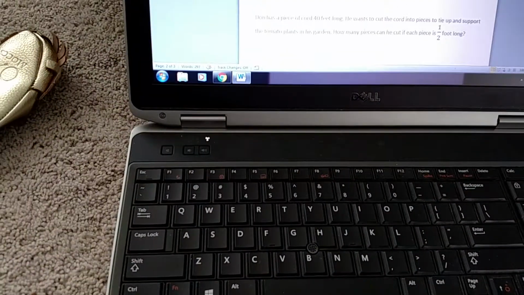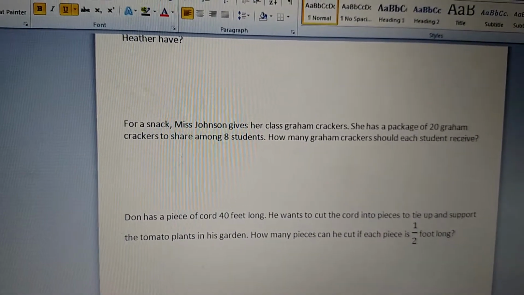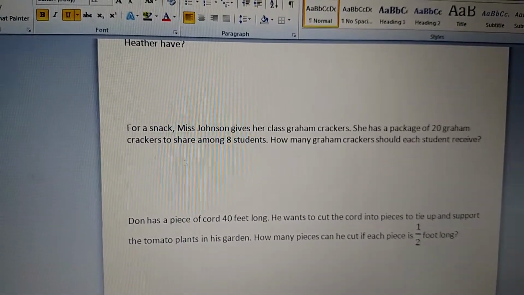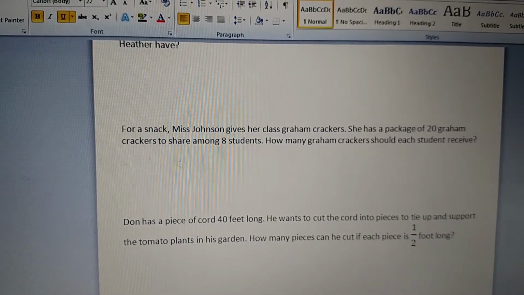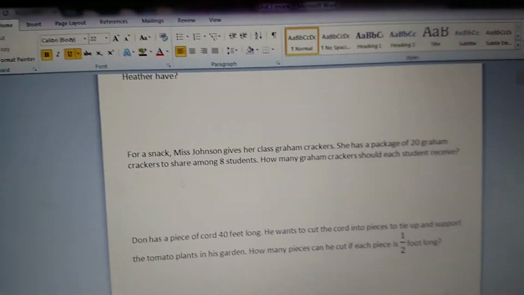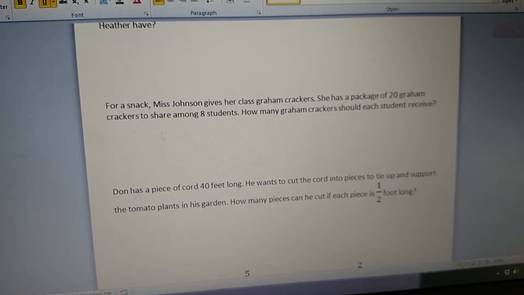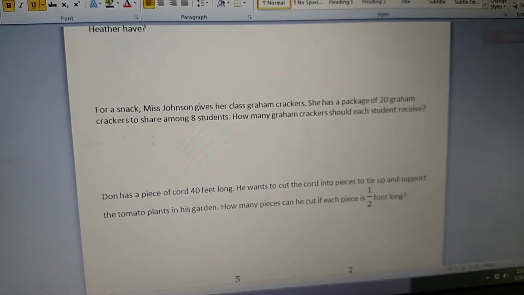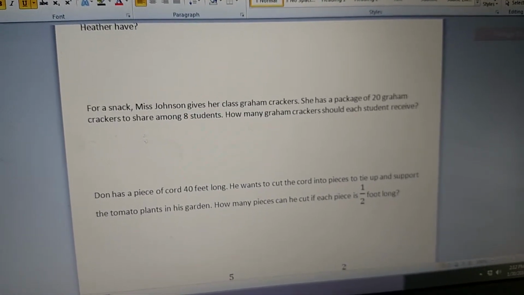Okay, just a couple more I'm going to do, and then we're all done. 3 more. For a snack, Miss Johnson gives her class graham crackers. She has a package of 20 graham crackers to share among 8 students. How many graham crackers should each student receive? So again, 8 students in the class, there's 20 graham crackers. Those 8 students are going to split those 20 graham crackers. So basically those 8 students are sharing those 20 graham crackers.